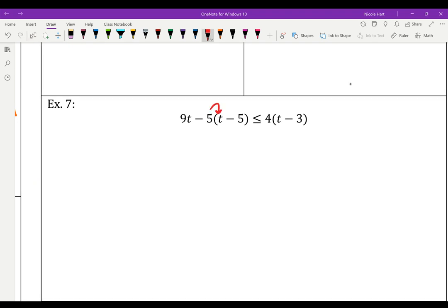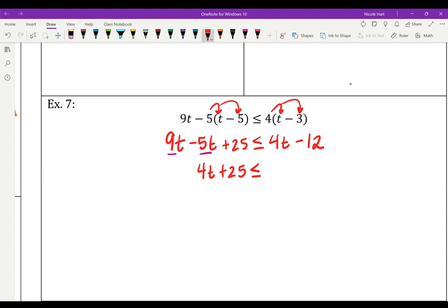So here, first we are going to distribute. Be very careful with your signs, positives and negatives, and multiplication happening. We have 9t, negative 5t, and then negative 5 times negative 5 gives us plus 25, is less than or equal to 4t minus 12. I'm going to combine my like terms of 9t and 5t. That's going to give us 9t minus 5t is 4t plus 25 is less than or equal to 4t minus 12.